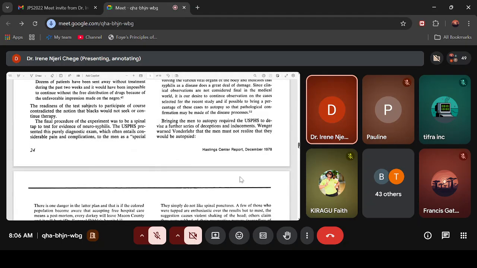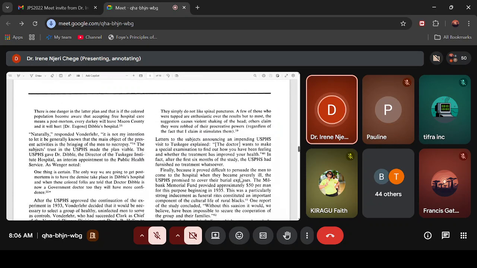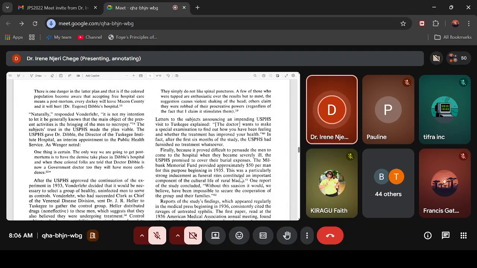We need this research. And then he warned them. One of the doctors warned the other doctor that the men must not realize that they will be autopsied. So all along you're alive, but I'm not going to tell them that you're going to be autopsied. So yeah, I'm not having any hope you're going to live. So it is not my intention to let it be generally known that the main objective of the present activity is to bring the men to necropsy. Can you imagine? You see? So read it in detail. I just need to show you a few things.